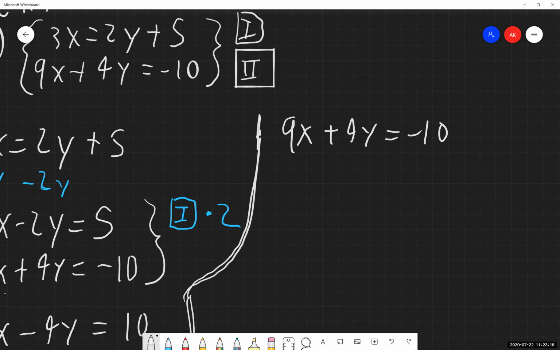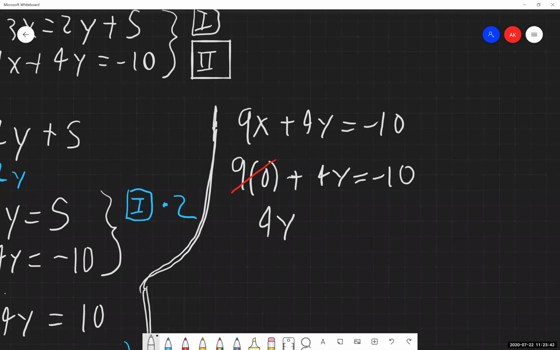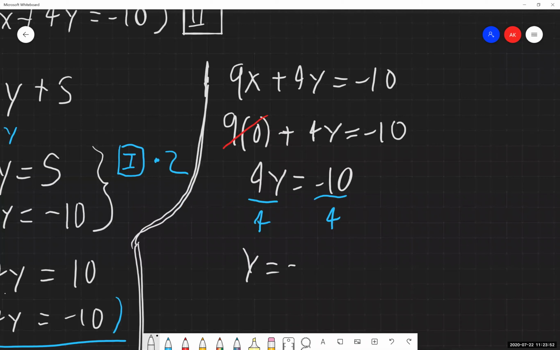There we go. And again, we found our x value, so I'm just substituting 0 in for x in this equation, 9x plus 4y is equal to negative 10. 9 times 0 is just going to be 0. I now have 4y equals negative 10. Divide both sides by 4. And I'm getting y is equal to negative 10 over 4.